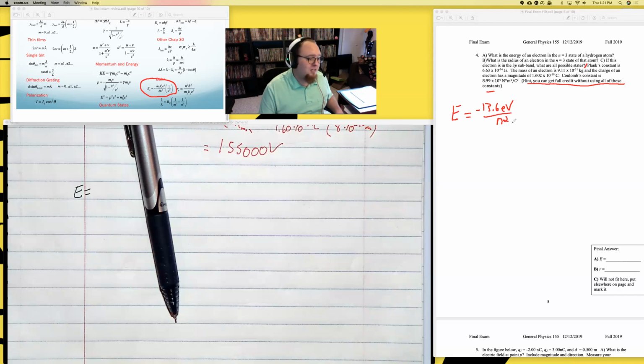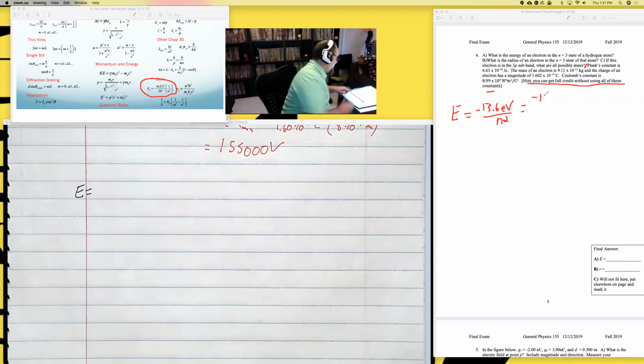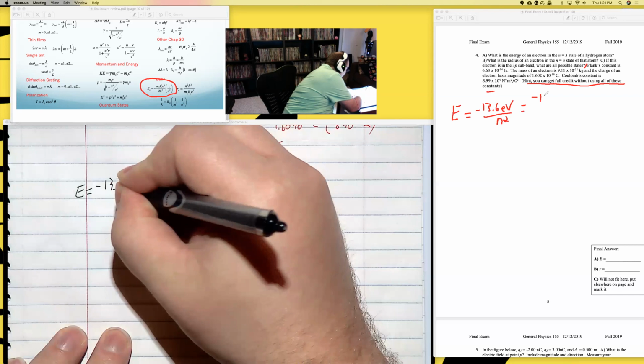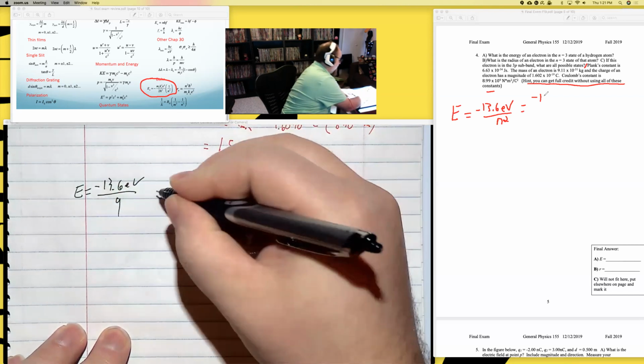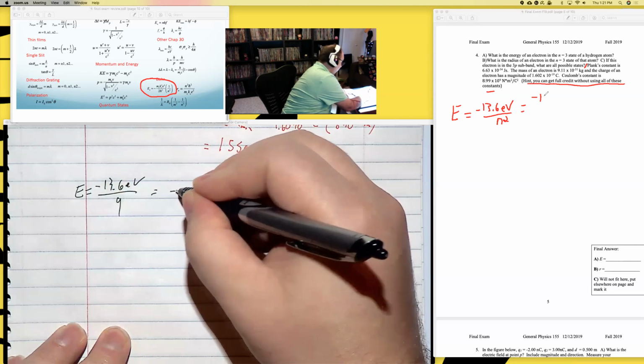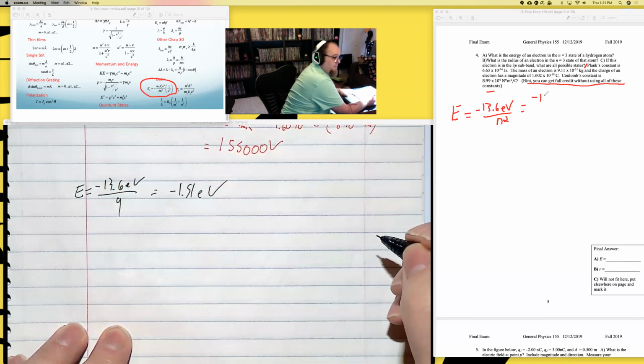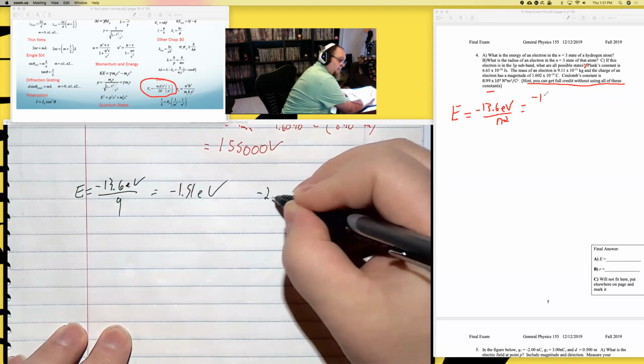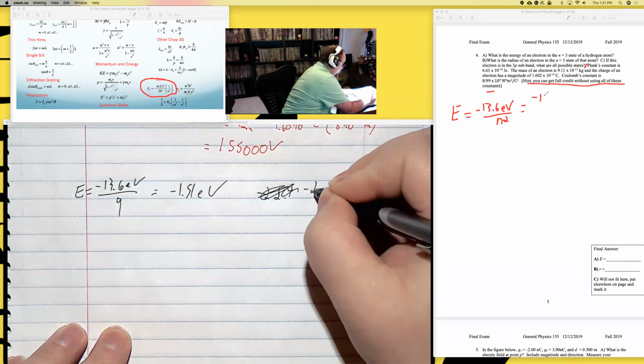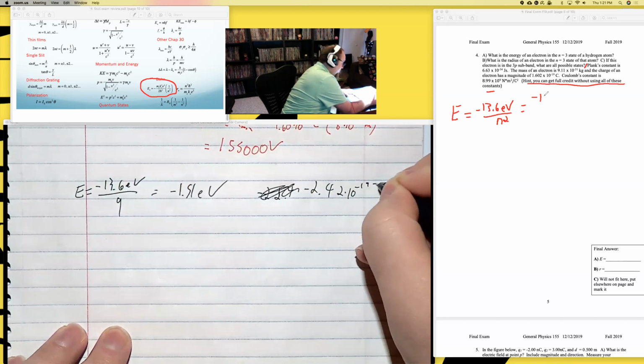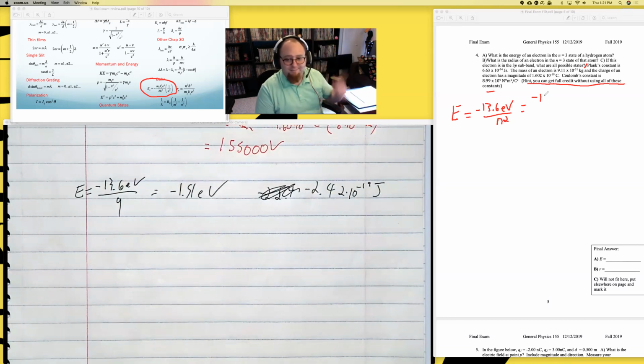Now, if I plugged in all those constants, I would have got it in joules. And I actually accept it in joules or eV. But if I want to know the energy state, it's negative 13.6 eV over n squared, which in this case is negative 13.6 eV over 3 squared, or negative 1.51 eV. If you did put in all the constants, you would have got negative 2.42 times 10 to the negative 19 joules. But I don't think a single person did that. I think everyone just wrote down 13.6 eV.